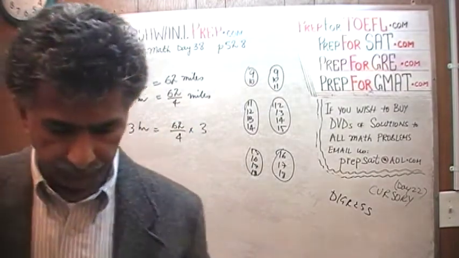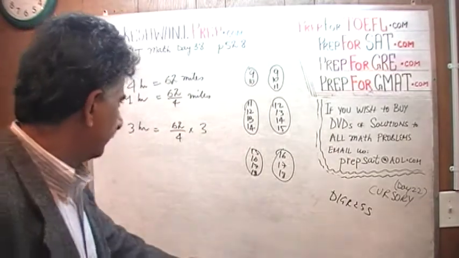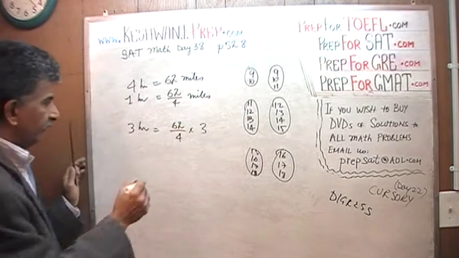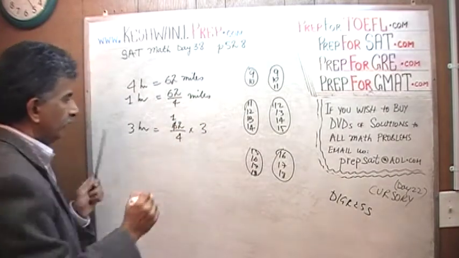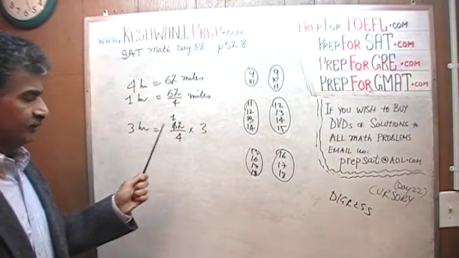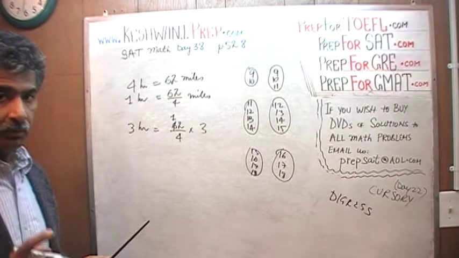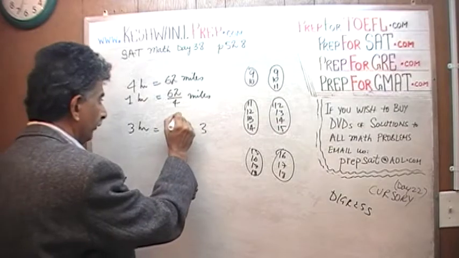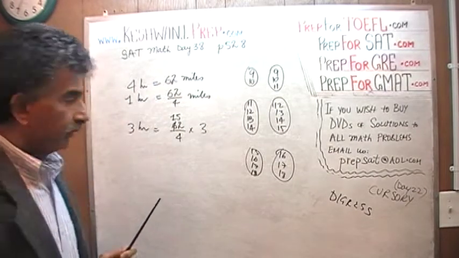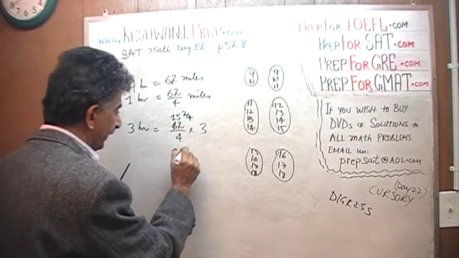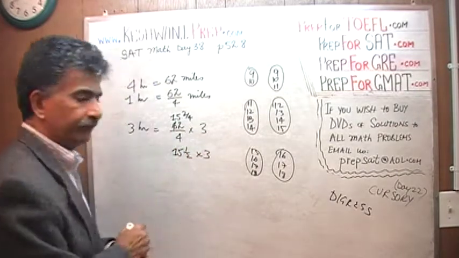We just have to simplify it. So let's do it, shall we? How many 4s in a 6? 6 has 1 4. The remaining 2 is going to join this guy, and it's going to become 22. How many 4s in a 22? 20 has 5 4s, and then 2 4s. It's going to be 15 and 2 4s, which is the same as 15 and a half times 3.